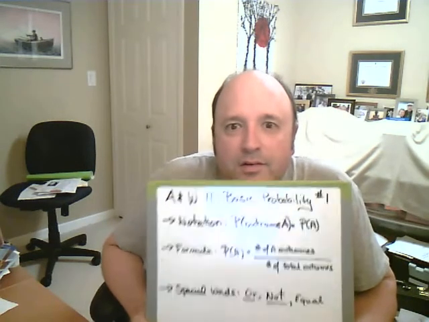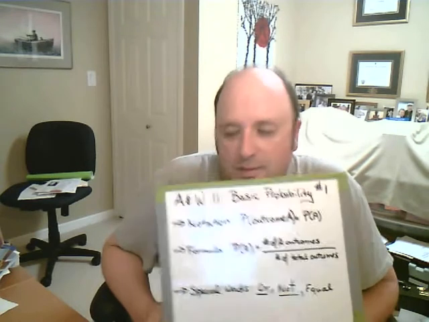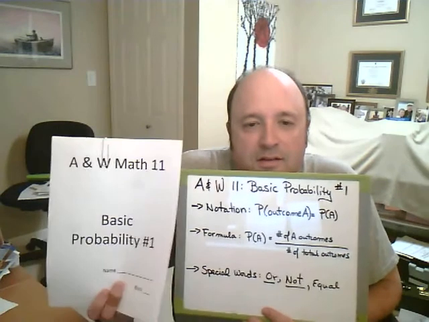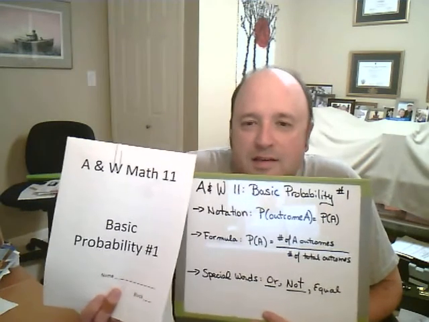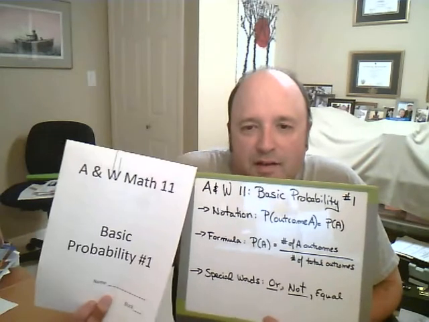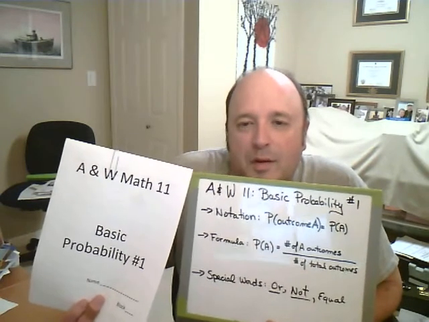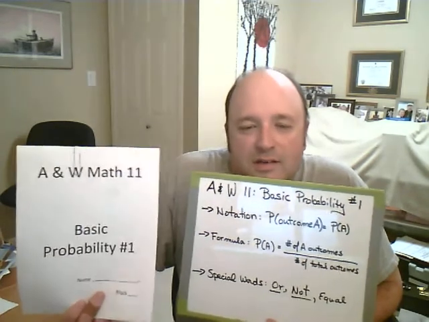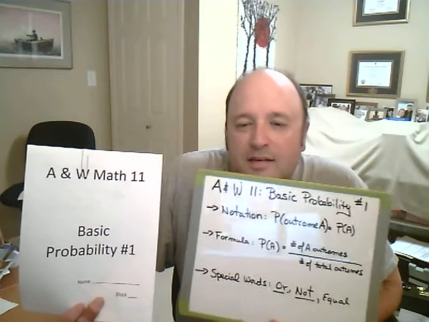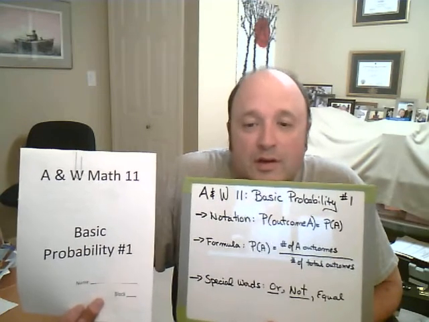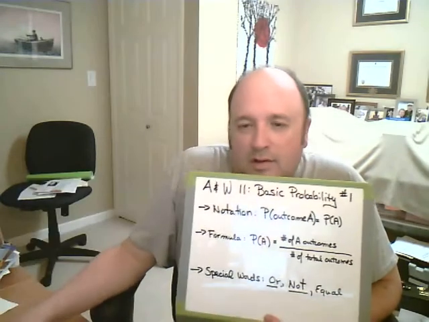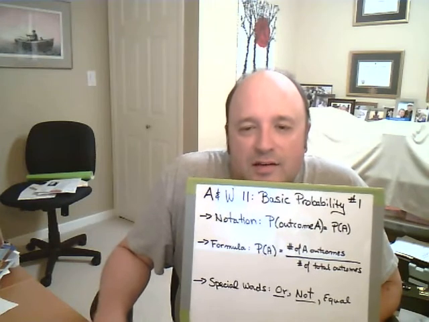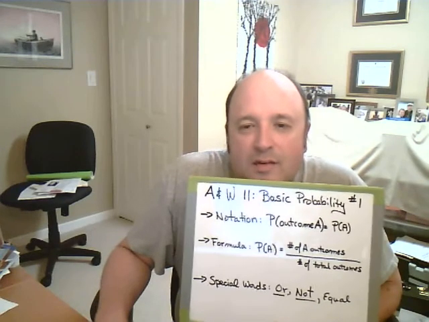Hi everybody, this is the video that supports the Basic Probability 1 booklet. This guy right there. It's pretty easy. You guys shouldn't have too much problem. The key is provided. We're just going to talk a little bit about probability and some of the very simple ideas like the notation, very simple formula, and there's some special words that you need to be looking out for, like or, not, and equal, which are words you see all the time. So let's have a look at what the notation means and go through some examples.